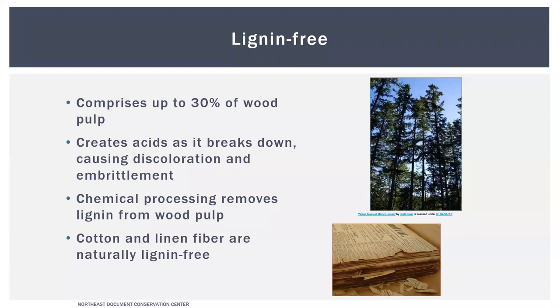Chemical processing of the wood pulp can remove almost all of the lignin, producing purified alpha cellulose, from which high-quality archival papers can be produced.